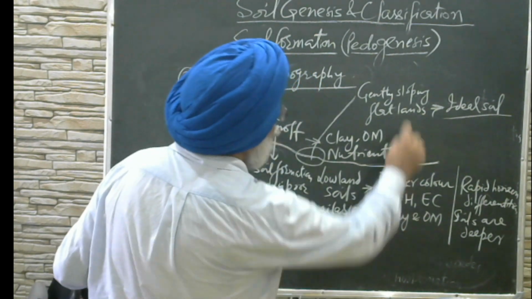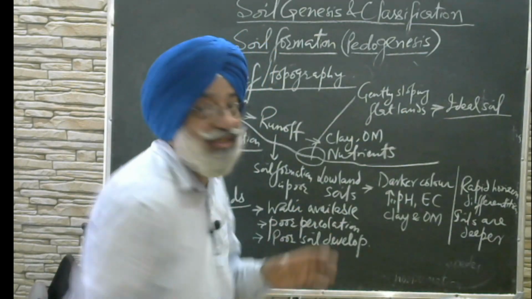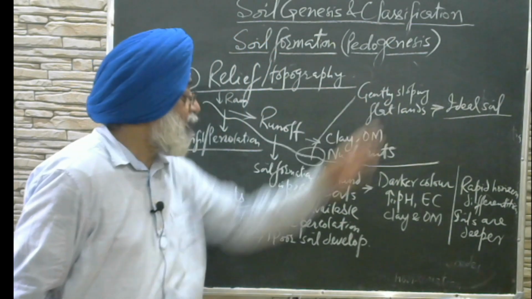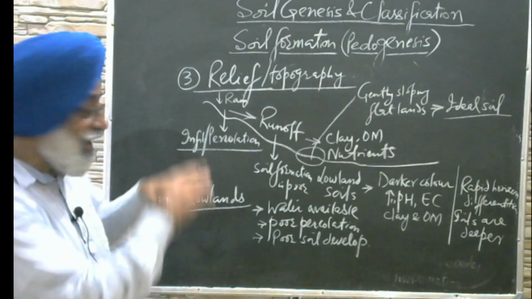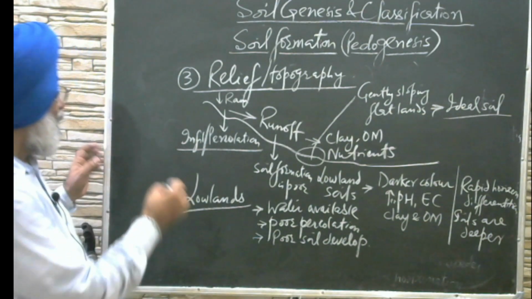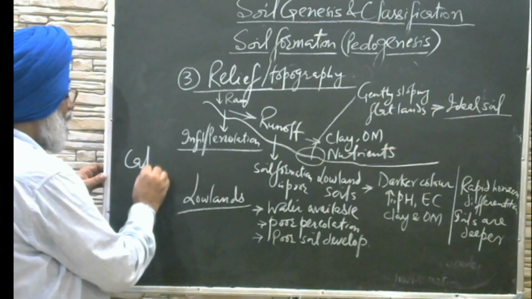So that's why we say that the gently sloping flatlands are ideal soils. There will not be any water stagnation, so it would be good. So based on this, we have a term: catena.